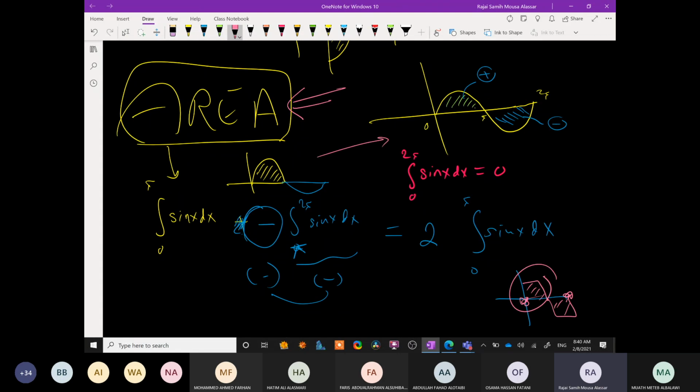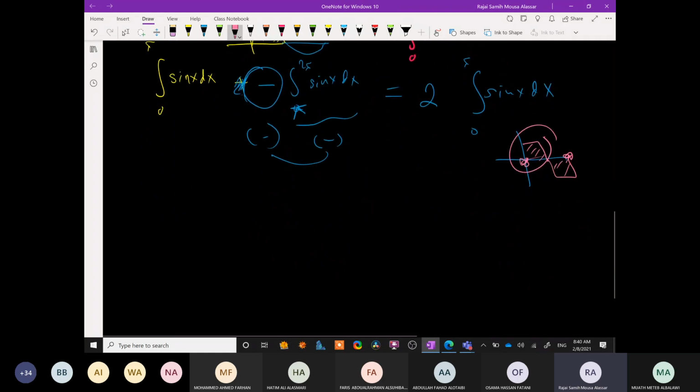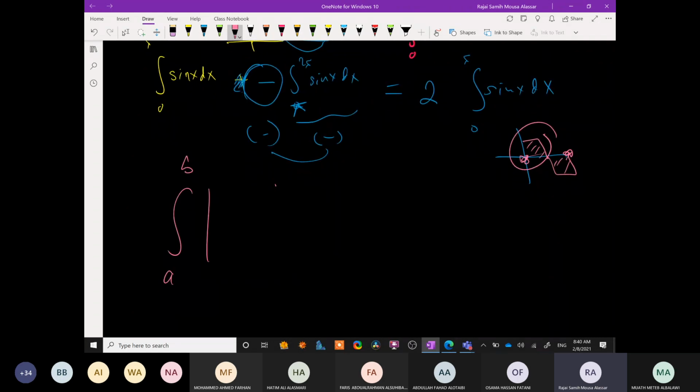Am I clear to you? So if you want the area, what you need to do is put the absolute value on the function itself, from a to b. So we are interested in just turning this function into a positive thing. Is that okay? Fine.